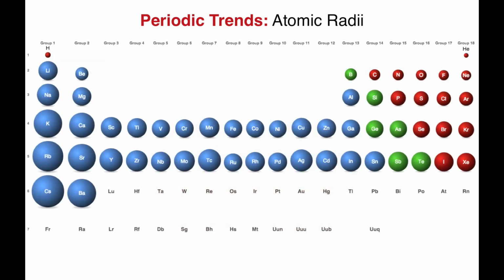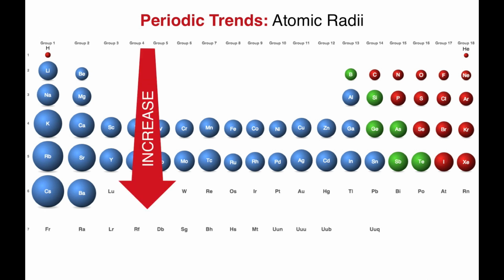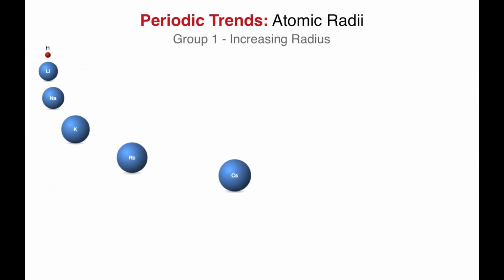If you look at the periodic table with the elements sized by their atomic radii, you might be able to notice a trend, and the major trend is that as you go down groups, there's an increase in atomic radius. Let's take a look at group 1 to see why this happens.